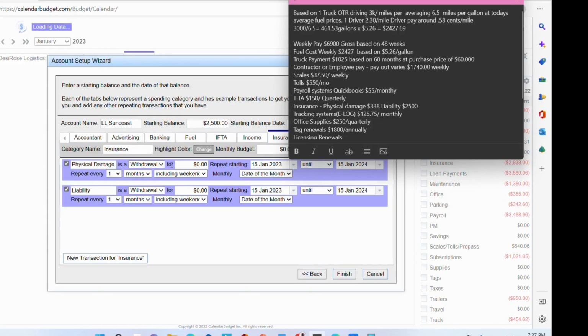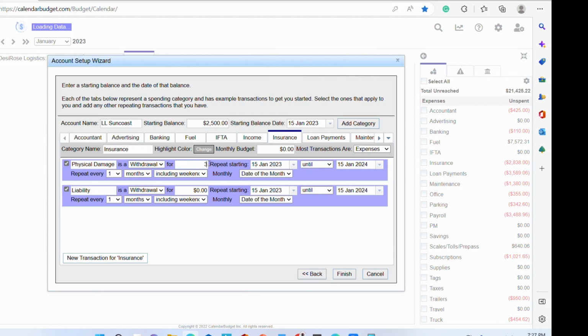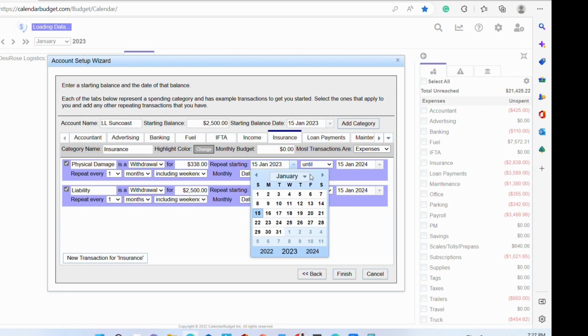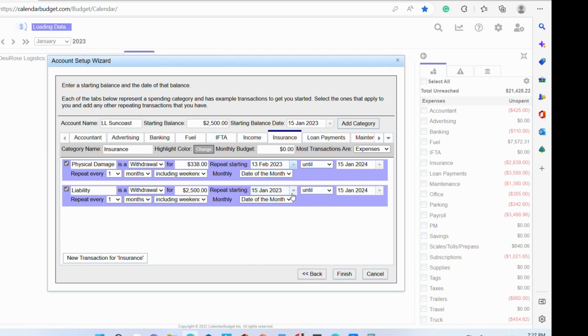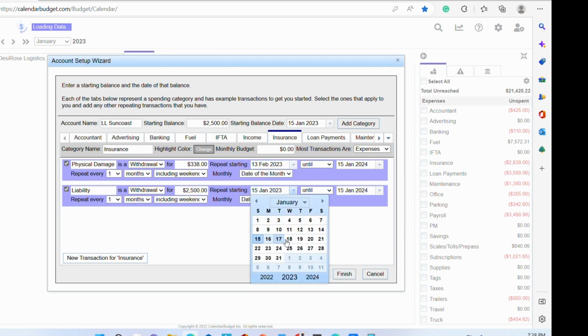I'm going to assume this is going to be about $338 a month. Again, it's going to be based off the truck value. The $2,500 is going to be based off your driver, your company. It's an overall look at your company. And you're going to just start this insurance, so it most likely won't finish payment. Let's just say it's going to be due on the 13th. I'm just going to assume we start it together.